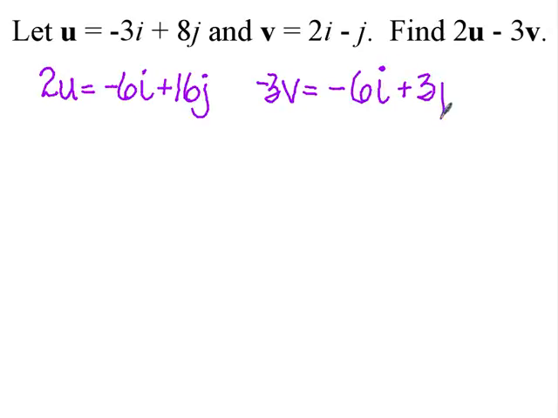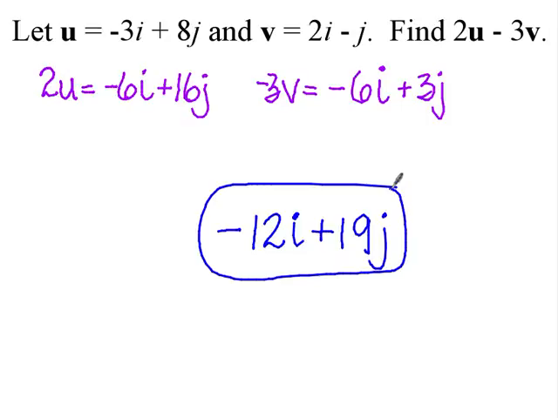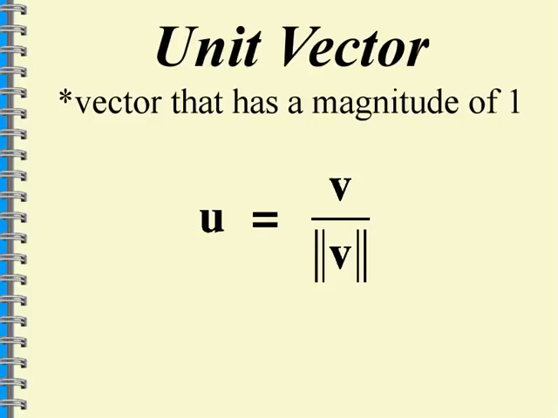plus 3j. Now real quick, notice it says minus 3v. So I went ahead and used a negative 3 and distributed that, because then I'll just go ahead and add them together. And so when you add them together, what do you end up having? Negative 12i plus 19j. Perfect. So once again, we aren't doing rocket science or anything like that. It should be pretty straightforward.